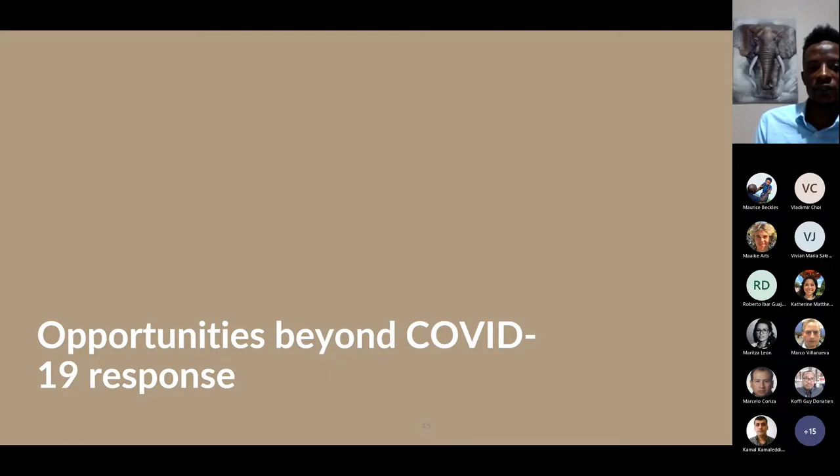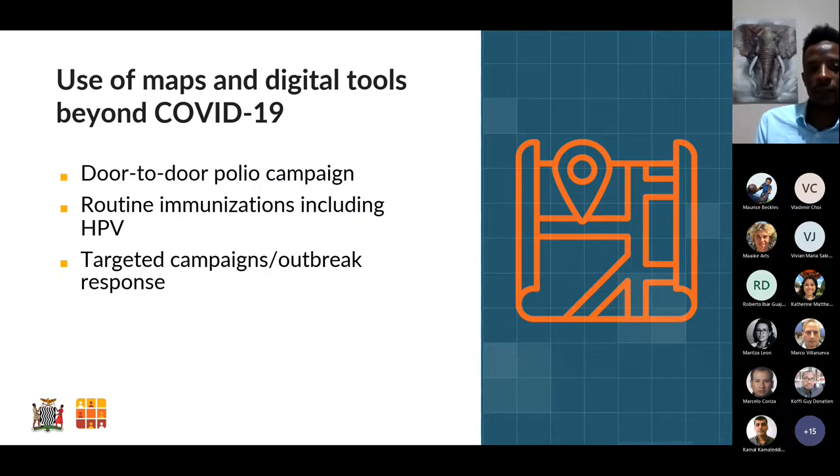So, opportunities of use of this data beyond COVID-19. Next slide. I spoke of the use in the polio campaign because of those target age groups that we put in our Grid 3 maps. There's evidence that some facilities already started using them to interpret what they're expecting in terms of statistics on the ground to do with other routine immunizations. And then there are also targeted campaigns and outbreak response. Just the preparation of other things is another potential of how the maps can be used beyond COVID-19. Next slide, please.